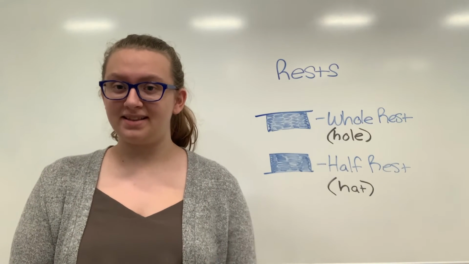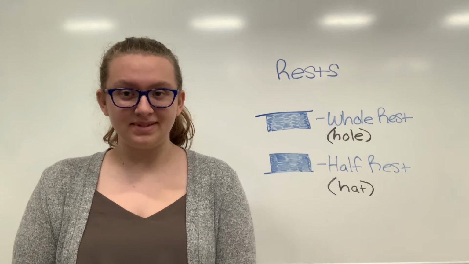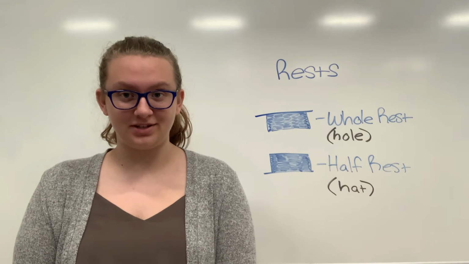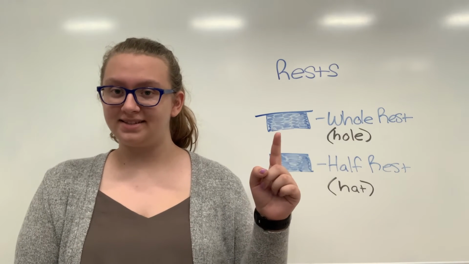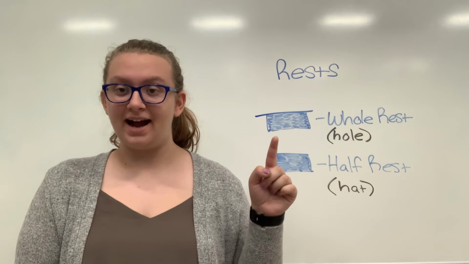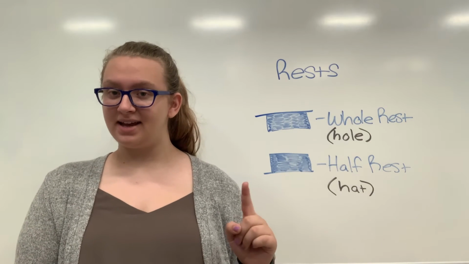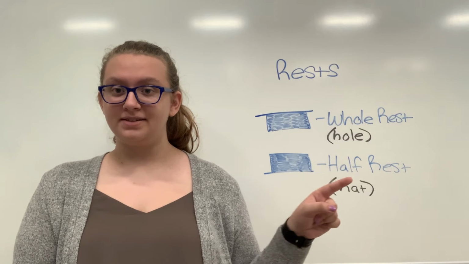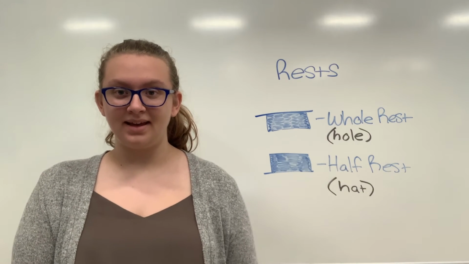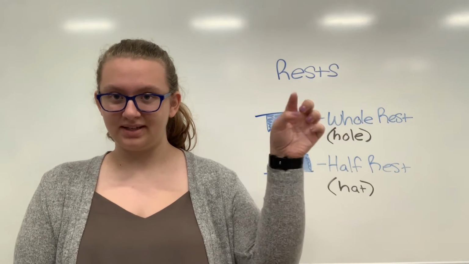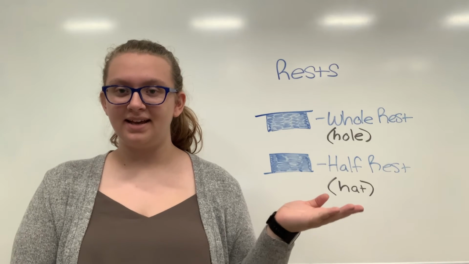You might notice that whole rests and half rests look really similar. Sometimes it can be hard to remember which one is which. I find that it's easiest to remember that whole rests go under the line of the staff, like a hole in the ground. But half rests go above the line of the staff, so when you draw them all together, it looks sort of like a top hat. Whole rests, like holes in the ground, and half rests, like hats.